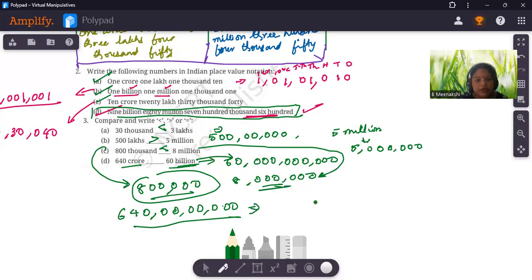Let us convert this into American system. Let us see. So let me divide it. So of course 60 billion is greater than 640 crores. So 640 crores is less than 60 billion. Okay. I hope it is clear.